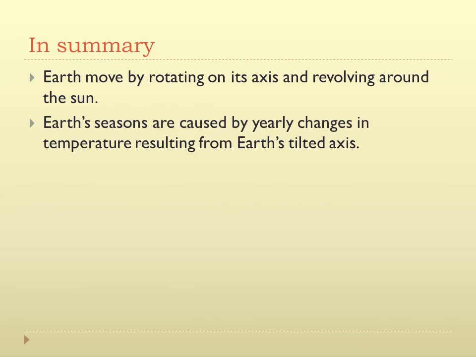In summary, Earth moves by rotating on its axis and revolving around the Sun. Earth's seasons are caused by yearly changes in temperature resulting from Earth's tilted axis.